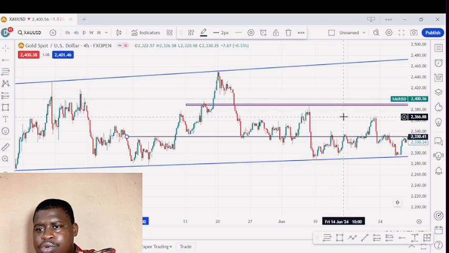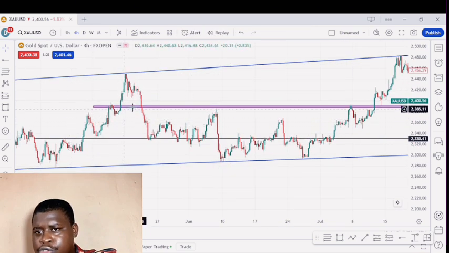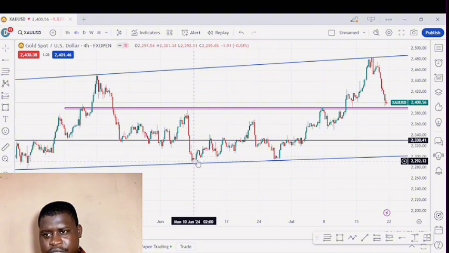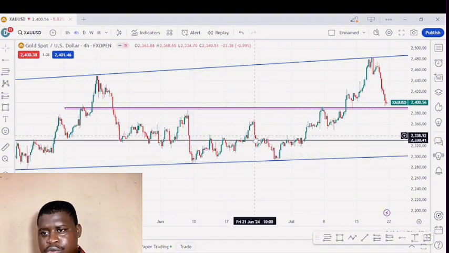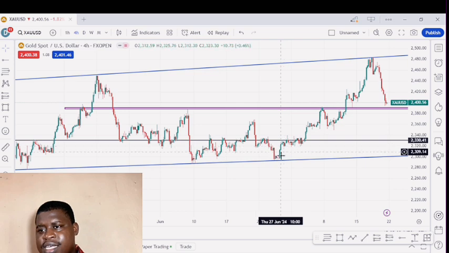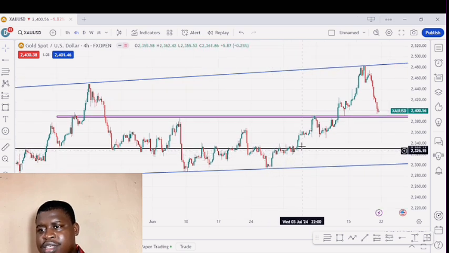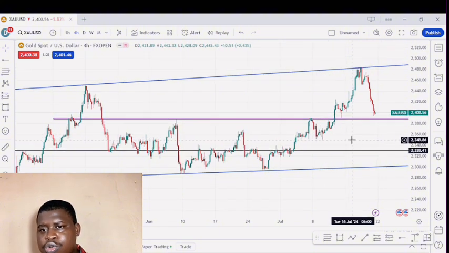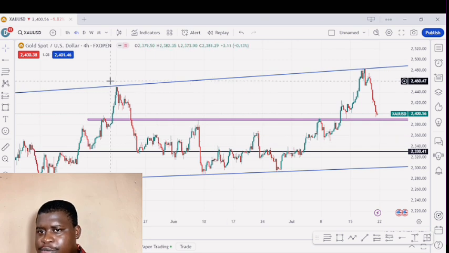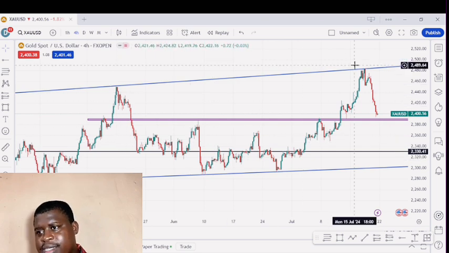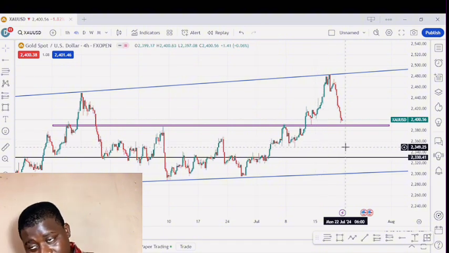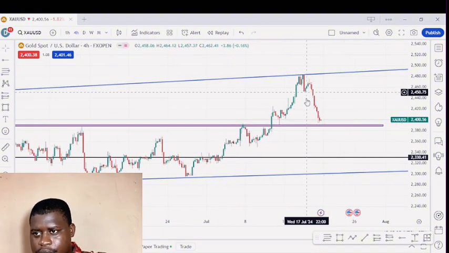Okay, so I'm just showing you how strong this level is. It's an important level. When it got here, it couldn't break it, came back from an inverse head and shoulder pattern here. It tested it, expected it, came back, before it could break it. So I think what happened here might as well happen here. That's what I'm thinking.